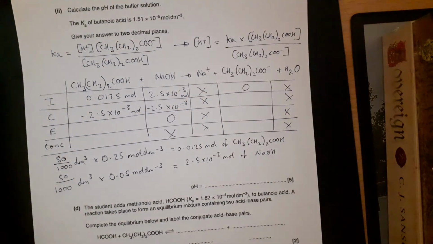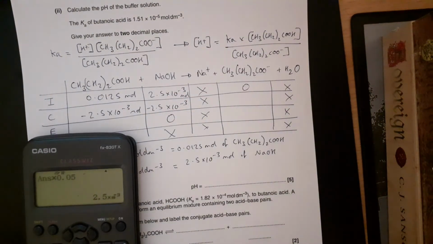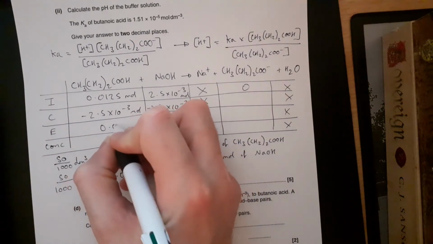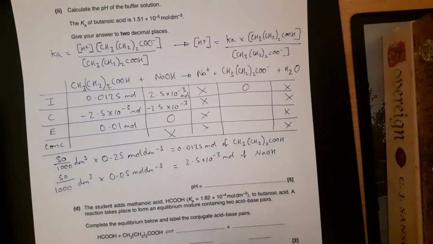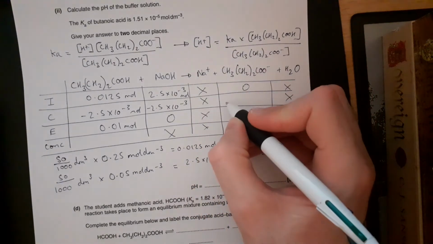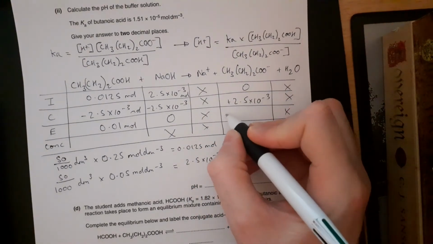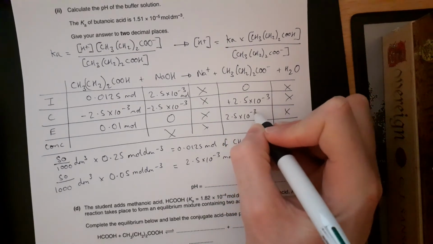So if we then do, I'm pretty sure I can do that in my head, but I'm just going to check it. 0.0125 take away 2.5 times 10 to the minus 3 is 0.01. And we're going to add that value here because this is the product. So we're going to end up with 2.5 times 10 to the minus 3 moles.